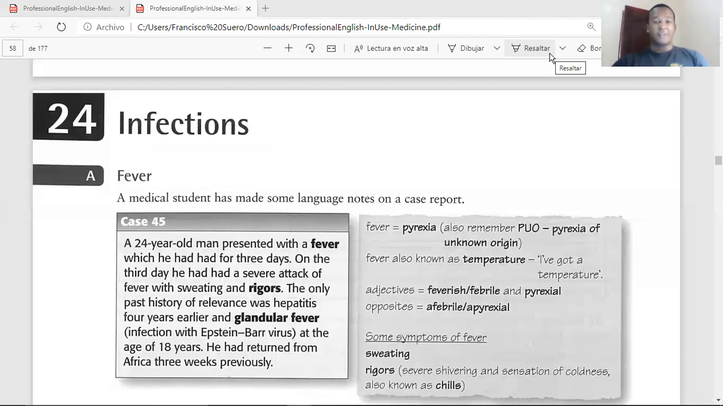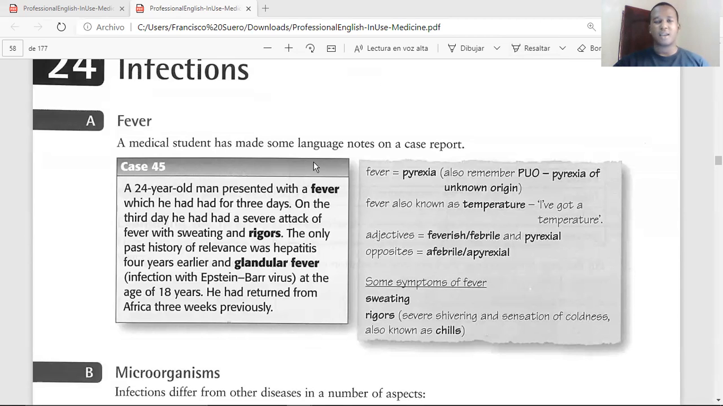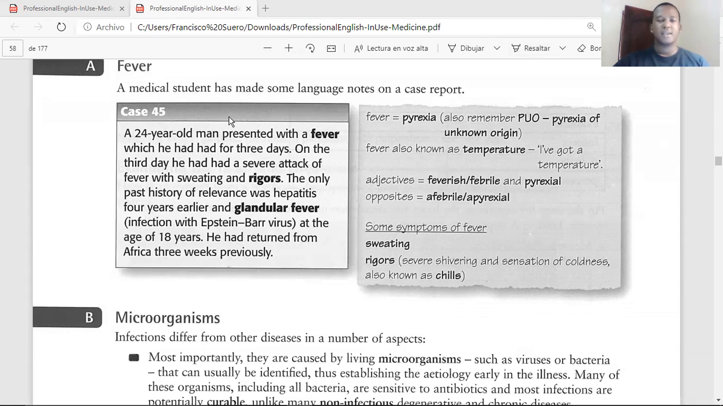Unit 45, infections. A, fever. A medical student has made some language notes on a case report. Case 45. A 24-year-old man presented with a fever which he had had for 3 days.